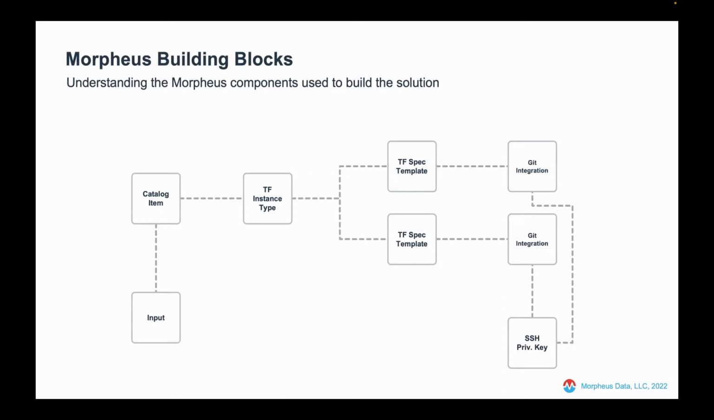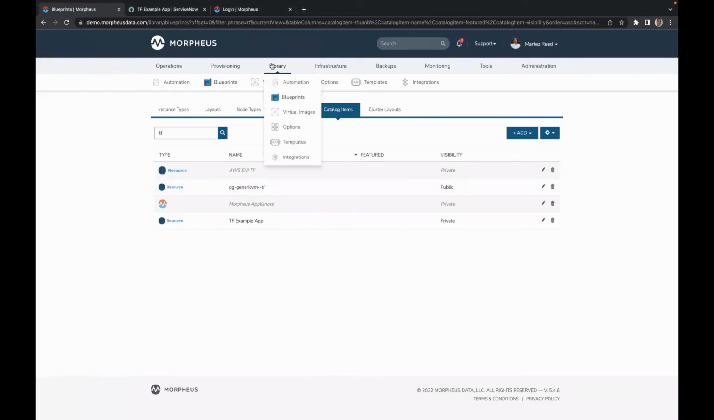So we have looked at the catalog item. We looked at adding the input into the catalog item, and it references our Terraform instance type. So when we went to run through the configuration wizard, we selected our Terraform instance type, which was TF example app. So in this case, let's now go to our instance type.